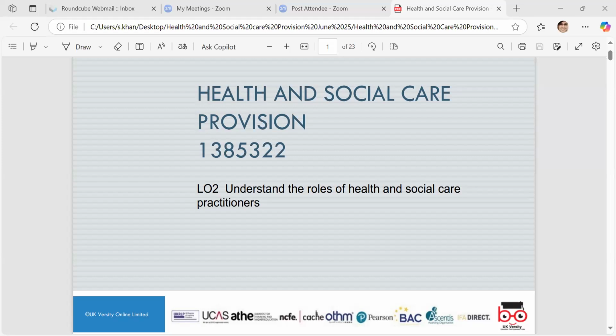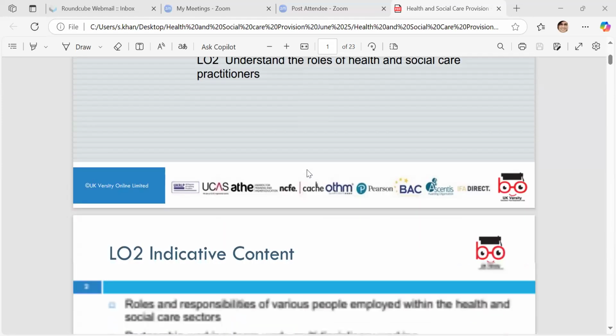And within health and social care, we have diverse roles promoting things like the well-being of individuals. It could be safeguarding, it could be ethical issues, it could be anything. It might be direct support or indirect support.